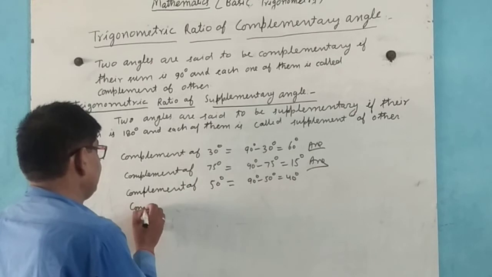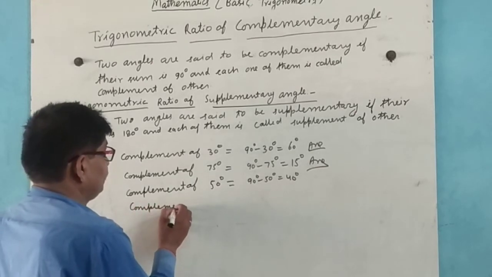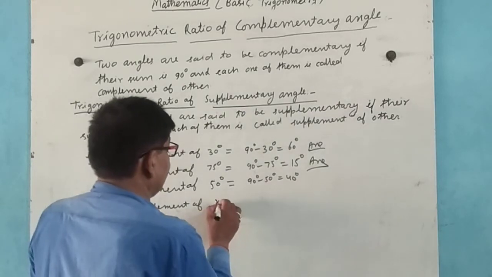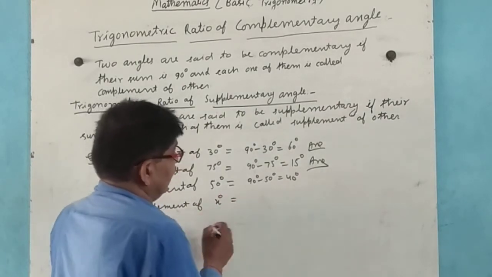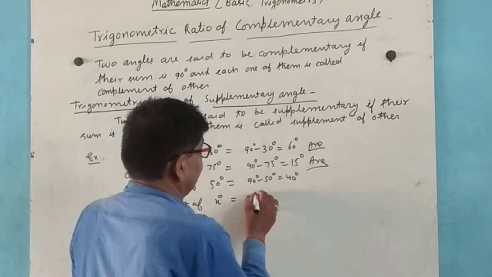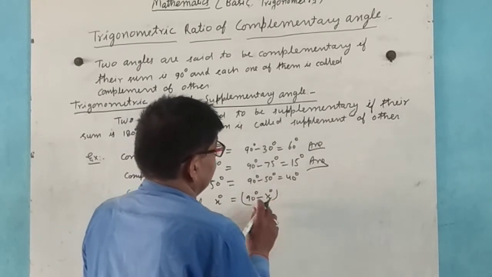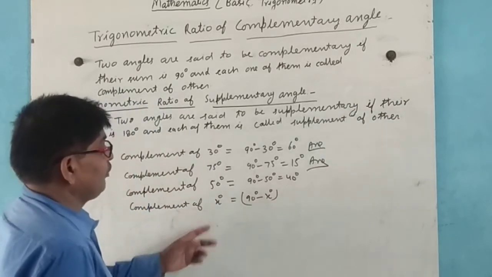Complement of x degrees is 90 degrees minus x degrees. This is the complement of x degrees.